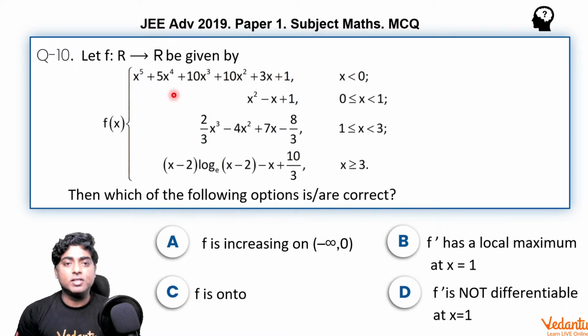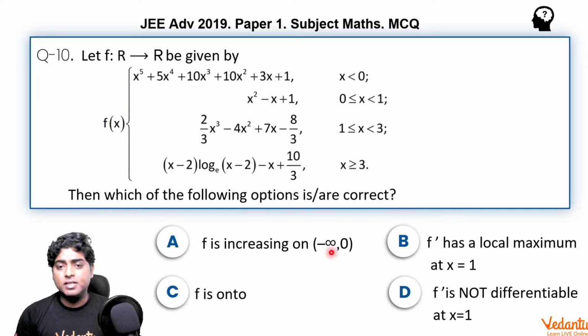For x less than 0, it was defined as this. For x from 0 closed to 1 open, it is x square minus x plus 1. For 1 closed to 3, it is 2 by 3 x cube minus 4x square plus 7x minus 8 by 3. And for x greater than or equal to 3, it is x minus 2 log of (x minus 2) to the base e minus x plus 10 by 3. Which of the following options are correct?